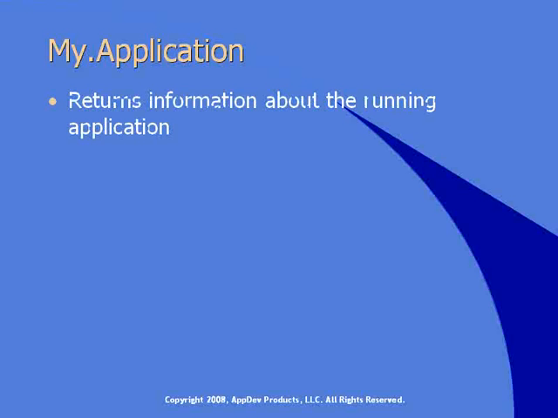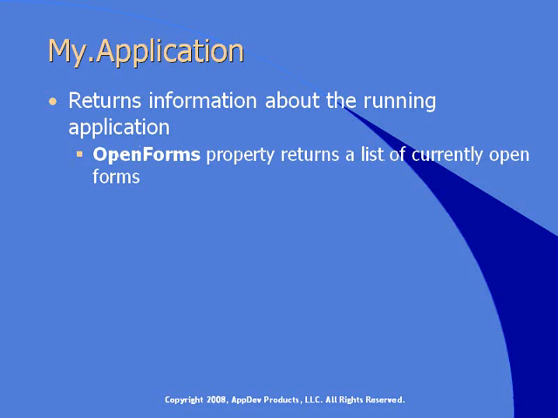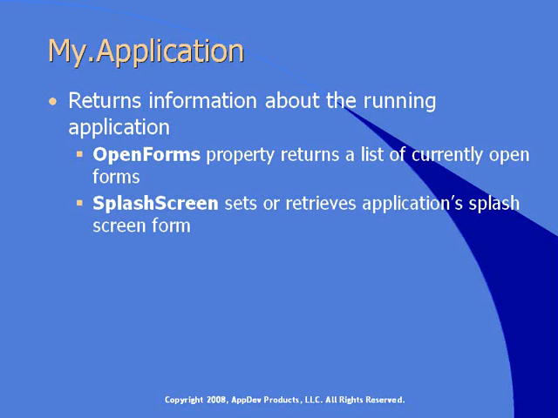The My.Application object returns information about the running application. It has an OpenForms property, and you can use that to get a list of all of the forms that are currently open. There's a SplashScreen property that you can use to know what the application is going to use as the splash screen. You can also set this, so you could change splash screens at runtime if you needed to.